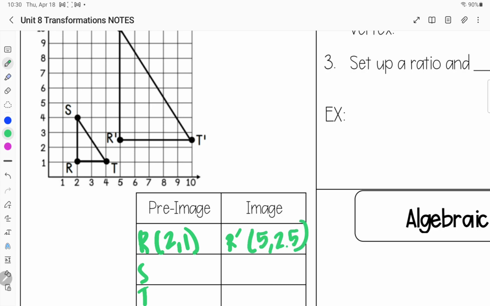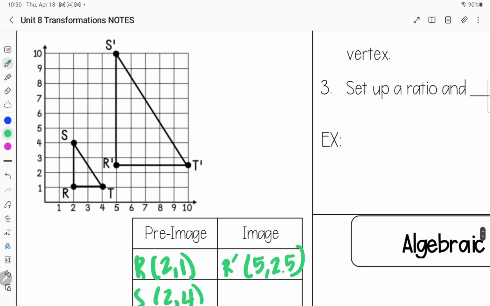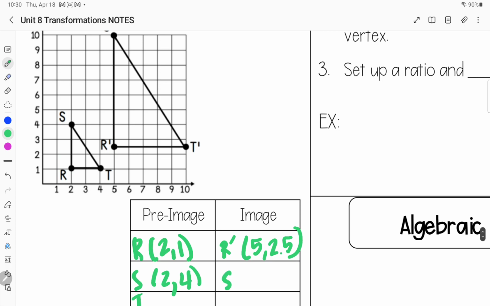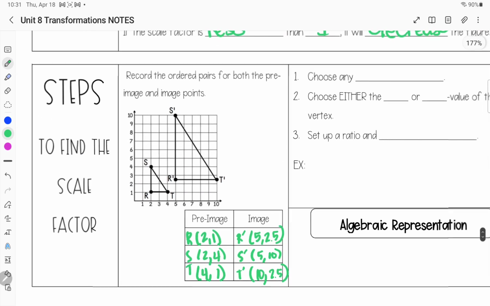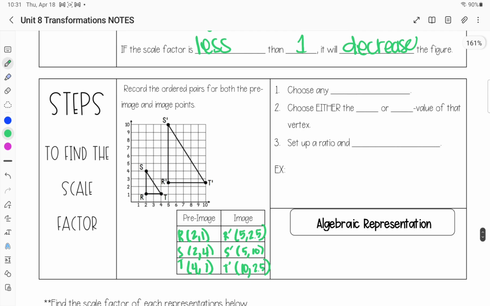S was at 2 and 4. S prime was at 5 and 10. And T was at 4 and 1. And T prime was at 10 and looks like 2.5. Now, I can check to see if that 2.5 is right. And this is how we're going to figure out our scale factor.